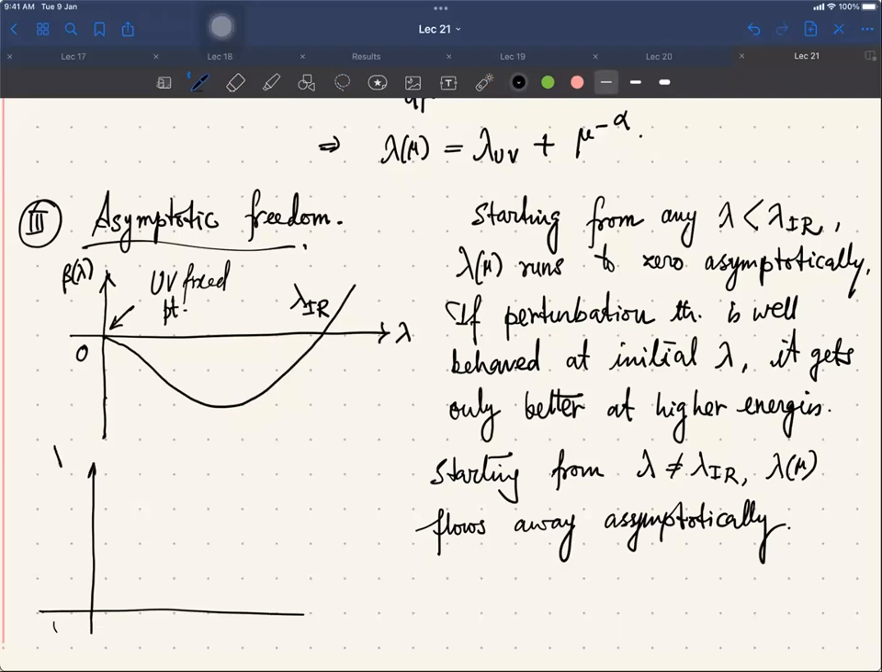So this is a lambda versus mu curve. Maybe I'll draw it this way. If you start out with a lambda slightly bigger than lambda IR, it will be going away. Similarly, if you start from slightly less than lambda IR, that also will flow away from that value of lambda.